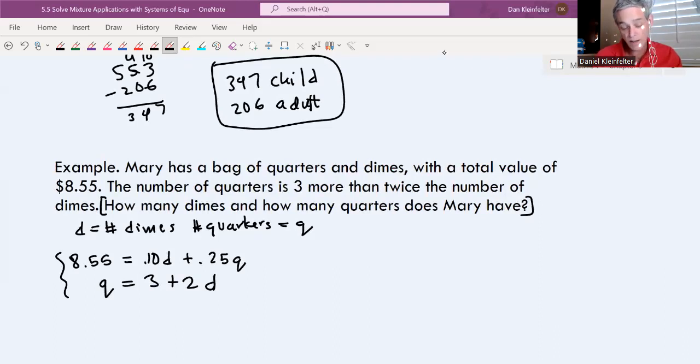We can solve that by substitution. I think that will be probably easiest. So let's go ahead and do that. I'm going to substitute Q, or 3 plus 2D, in place of Q in the first equation. So we'll have 8.55, it's 0.10 D, plus 0.25 times (3 plus 2D). Okay, so there's an equation just in D's.